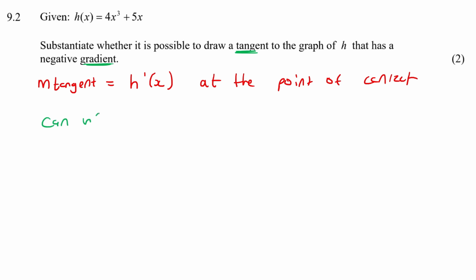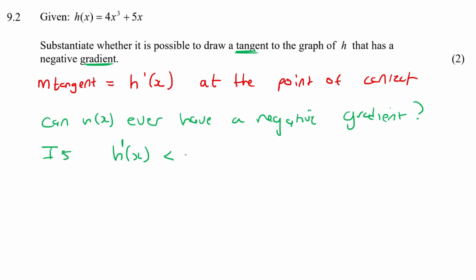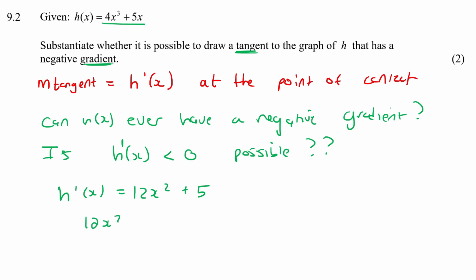So can h of x ever have a negative gradient? So is that smaller than 0 possible? Because this means gradient, right? That's the first derivative. And is it possible that it could ever be negative, which is smaller than 0? And so we'll take the first derivative, which is going to be 3 times 4 is 12, x squared plus 5. And we want to know, can that ever be negative?